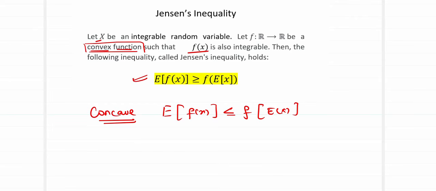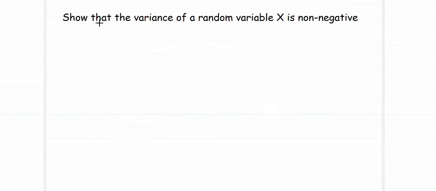Now let us apply this to a few problems. Show that the variance of a random variable X is non-negative. We have already seen this property while doing one-dimensional random variables, that variance cannot be negative. But how to show it using Jensen's inequality? We will now see how to define the variance of X. It is nothing but E of X squared minus E of X the whole squared.